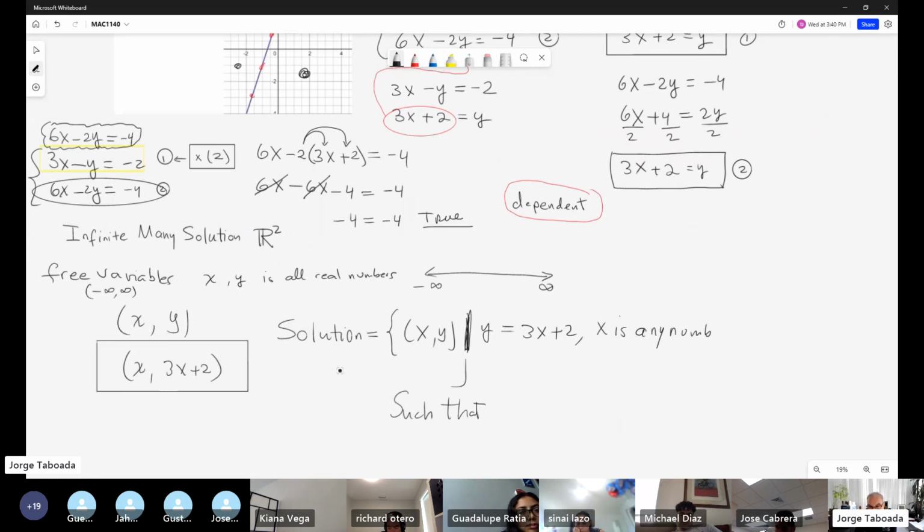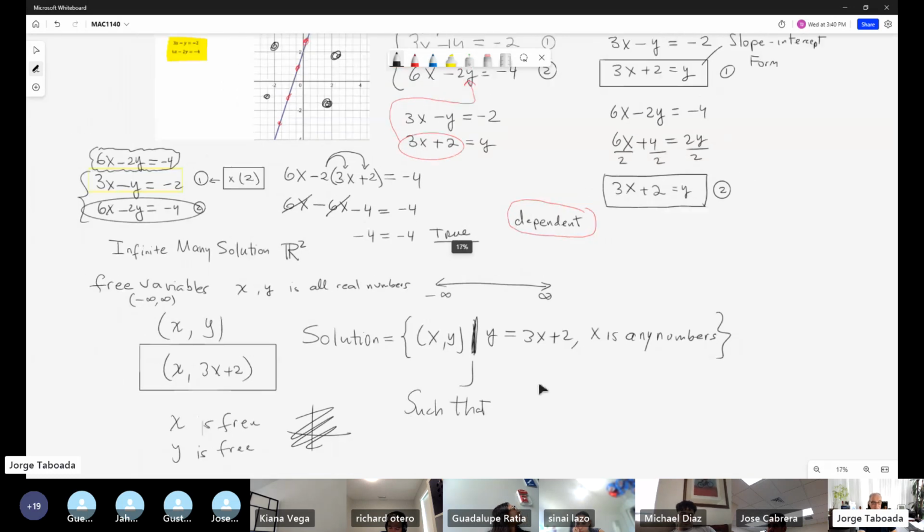This is equivalent to saying X is a free variable. Are you clear, guys? Do you understand the notation, the interpretation of this? Because if you declare that X is free and you declare that Y is free, well, that would be all the XY plane. It's not true. It's only the points on the line.